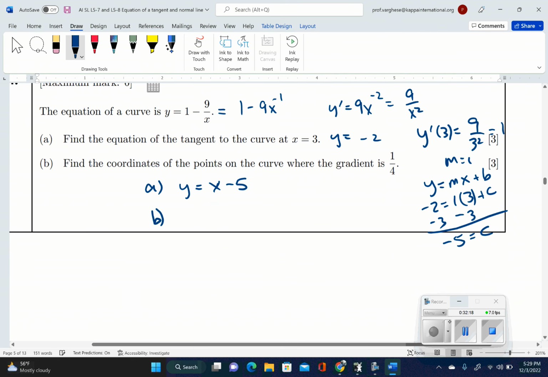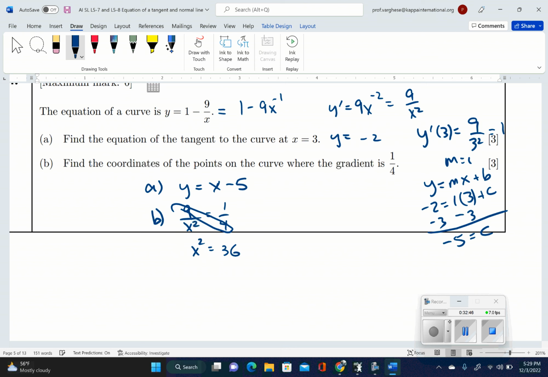So I have the point where the gradient is 1/4. So I have my derivative, which is right here. So I know that dy/dx, or y prime, is equal to 9 over x squared. And they're telling us that the gradient is 1/4, so this is equal to 1/4. And I'm looking to find out what x is. So I'm going to cross multiply here. 9 times 4 is equal to 36. 1 times x squared is equal to x squared. The opposite of squaring something is finding the square root. So I'm going to find the square root of 36. So I get x is equal to positive and -6.